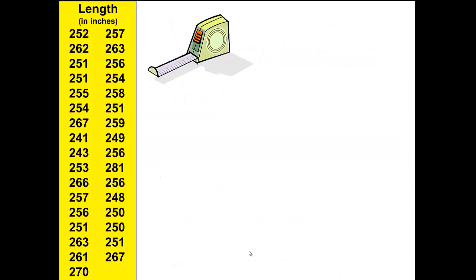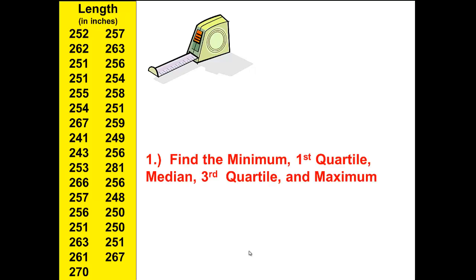How do we do such a multiple step problem that's long and ugly? The same way we eat an elephant, one step at a time. Keep it simple. The first step is to find the minimum, the first quartile, the median, the third quartile, and the maximum, the 5-number summary.